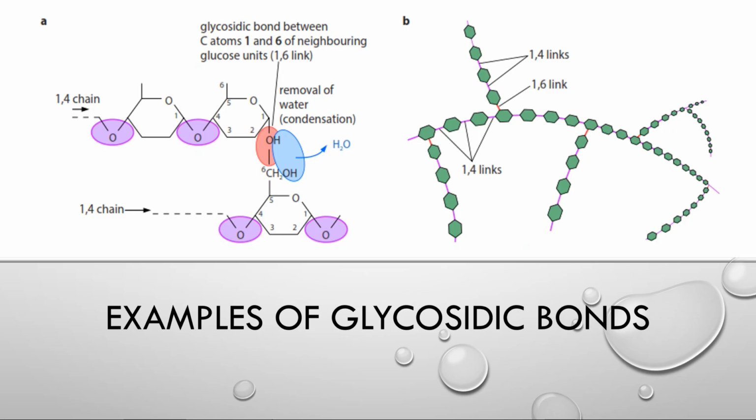So let's go to the next. You can see that, like I told you, the glycosidic bond has two types. We have 1,4. 1,4 is for straight chain.